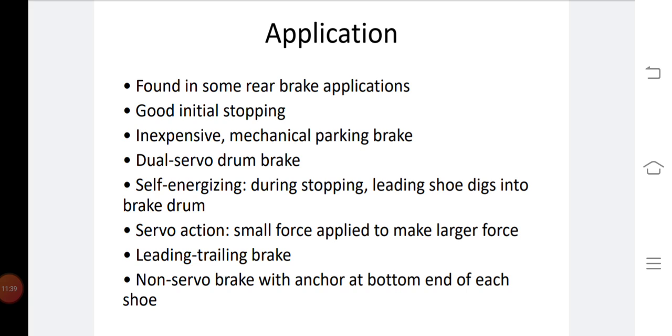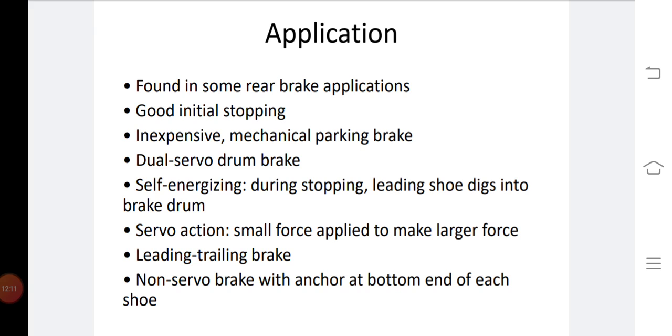Dual servo drum brake, and you have to remember that the initial cost or maintenance cost of this drum brake is very cheap, very inexpensive and easy to repair. You can repair your drum brake anywhere, at any roadside garage also. There is no complication, a very simple and easy process.